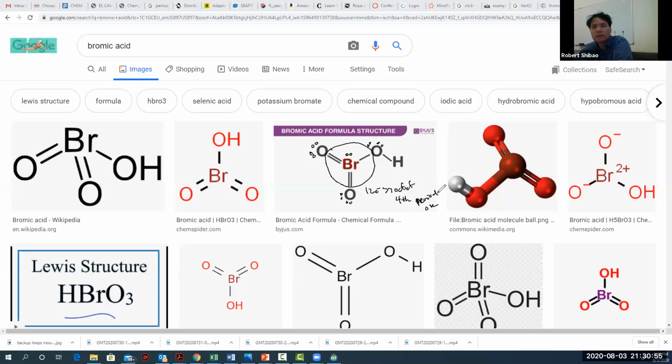It's okay to expand the octet. This is called an expanded octet. For second period, it's not okay. Carbon, nitrogen, oxygen, fluorine will not expand the octet.